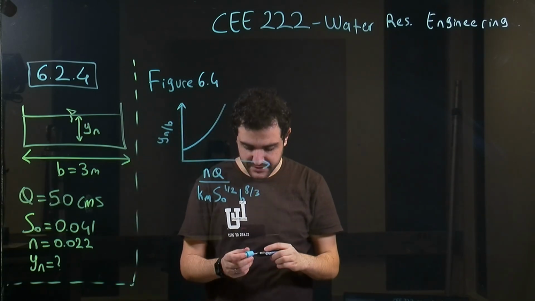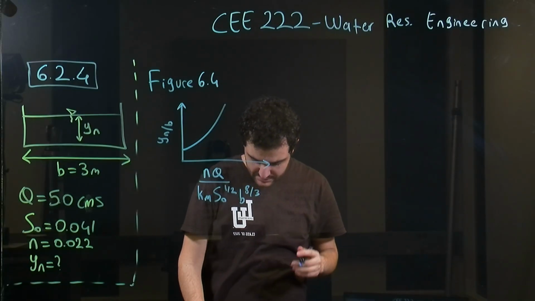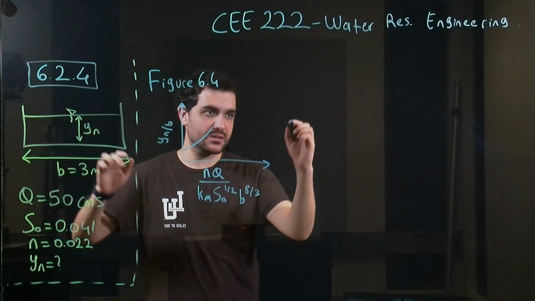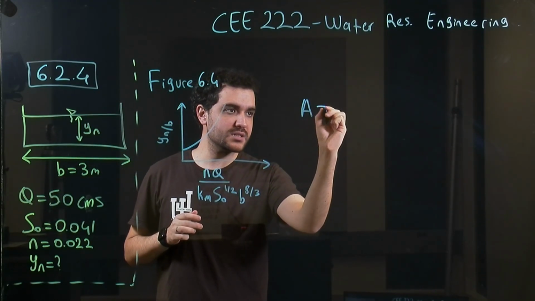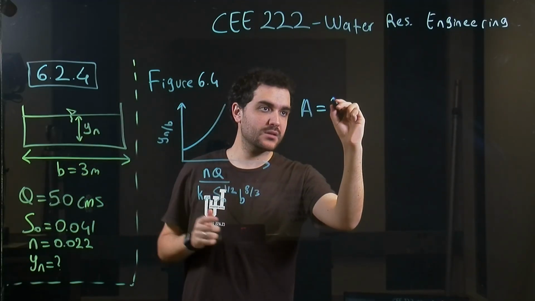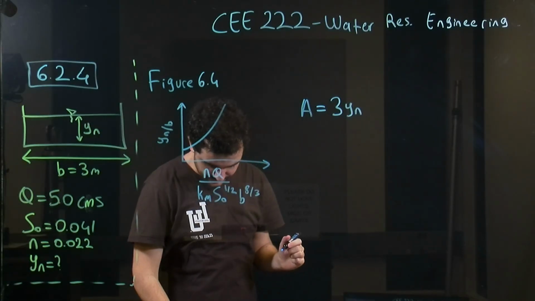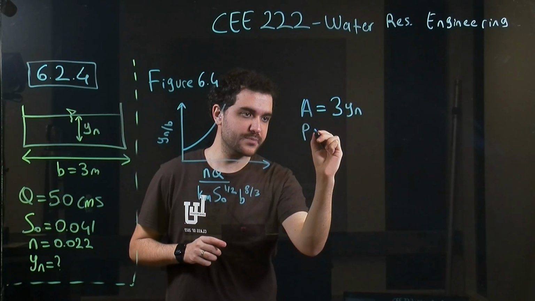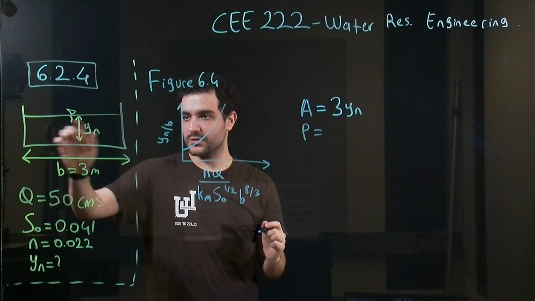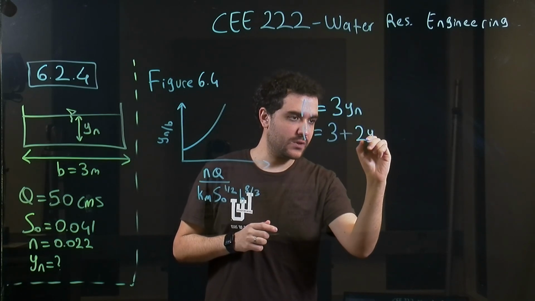So to find that, we should get started. First of all, we need the area of this rectangular channel. And the area is, we have 3 and we have normal depth, so we have 3 times yn. And for the perimeter, we will have 3 here and 2 normal depths, so 3 + 2yn.